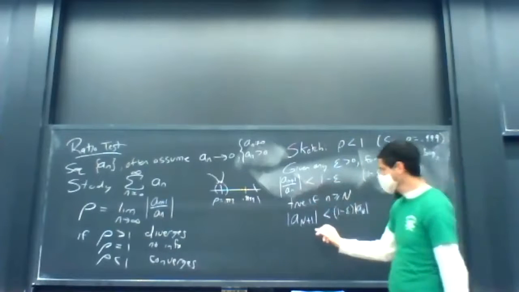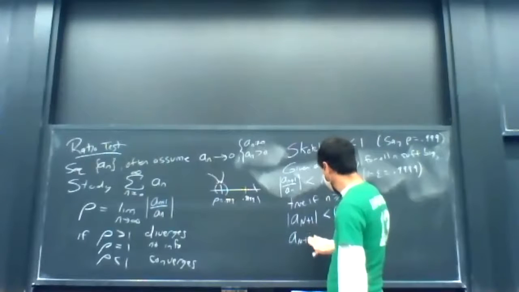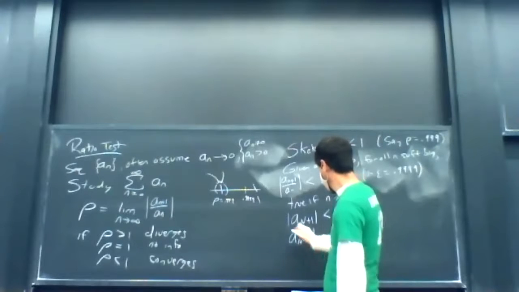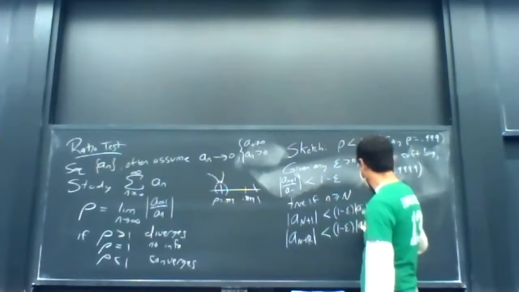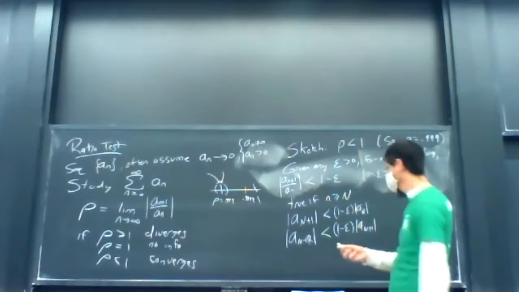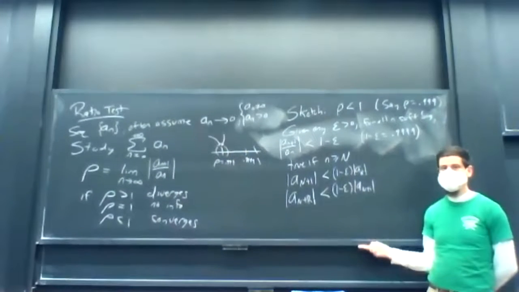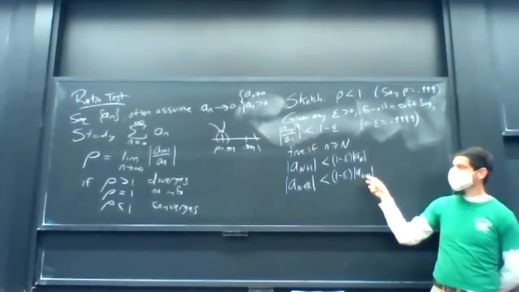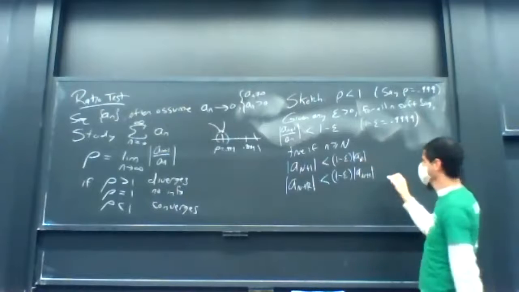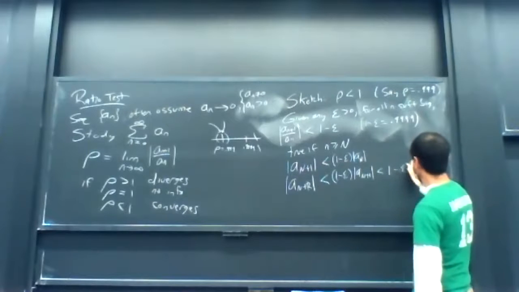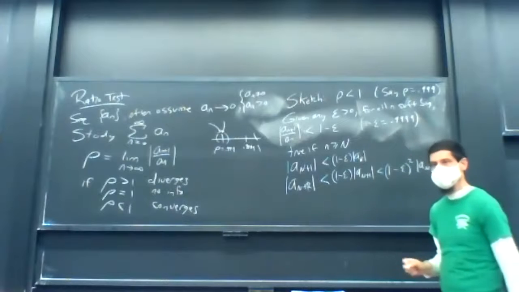Okay. And now, a_{N+2} would be less than (1 minus epsilon) times a_{N+1}, just looking at the next term. But what do we know about a_{N+1}? It's less than (1 minus epsilon) times a_N. So this would be less than (1 minus epsilon) squared times a_N.